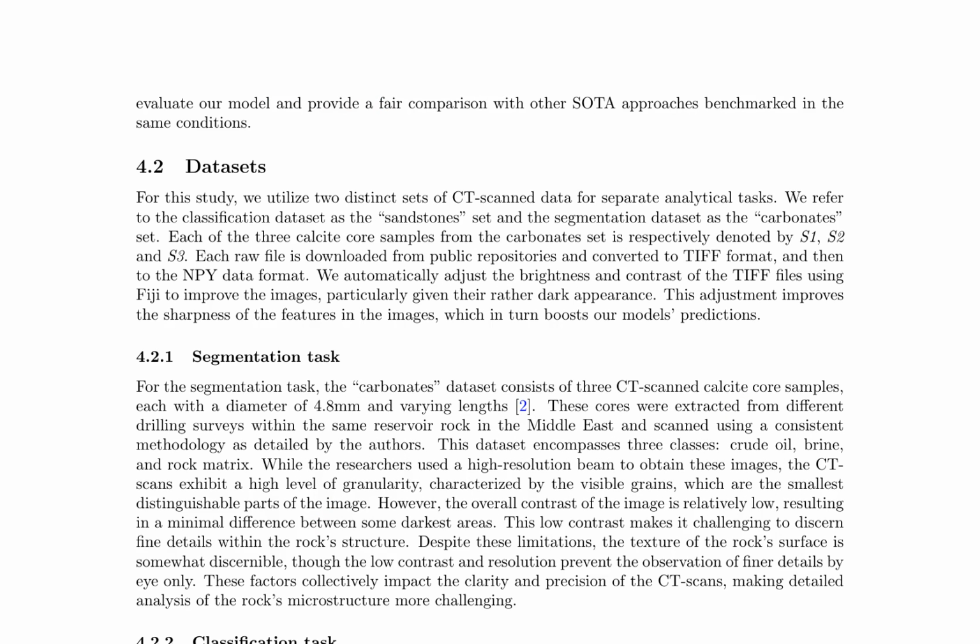The authors employed two distinct datasets in their study: the sandstones, set for classification tasks, and the carbonates, set for segmentation tasks. The carbonates dataset comprises 3 CT-scanned calcite core samples, each with a diameter of 4.8 mm and varying lengths, encompassing 3 classes: crude oil, brine, and rock matrix. The high granularity CT scans exhibit low overall contrast, making it challenging to discern fine details within the rock structure. In contrast, the sandstones dataset consists of 10 CT-scanned sandstone samples, each representing a different rock type with unique petromorphological characteristics. These CT scans exhibit a noticeable level of granularity, although less pronounced compared to those intended for segmentation purposes.